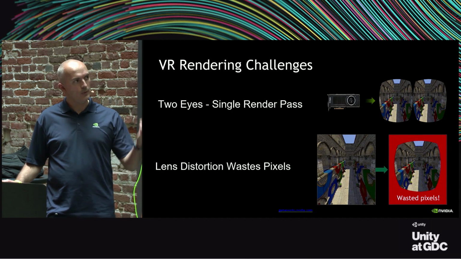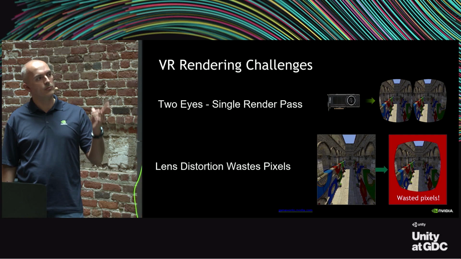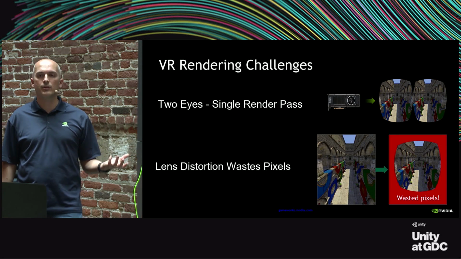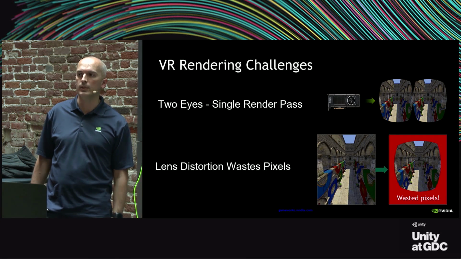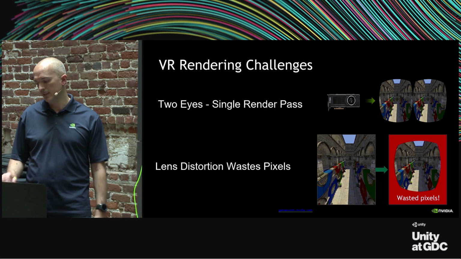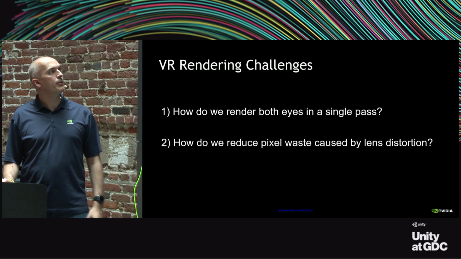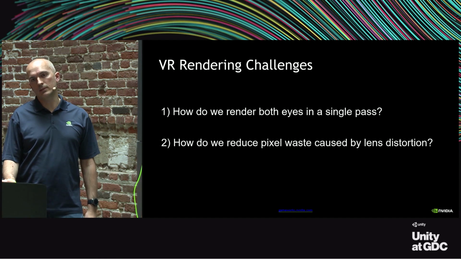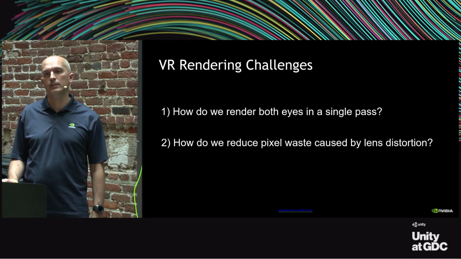So if you have a look here on your right, what's marked there in the red color is basically all the pixels that actually get rendered by the GPU, but at the end they get wasted because you never get to see them once you're looking at the image through the HMD. So these are the two challenges. How do we render both eyes in a single pass, and how do we reduce the pixel waste caused by the lens distortion? And now I'm going to show you how VRWorks can help with that.